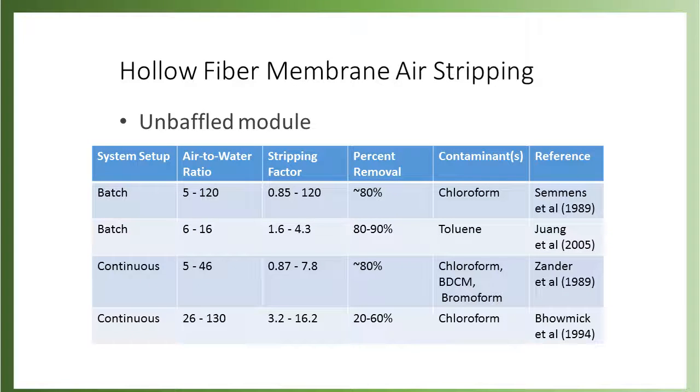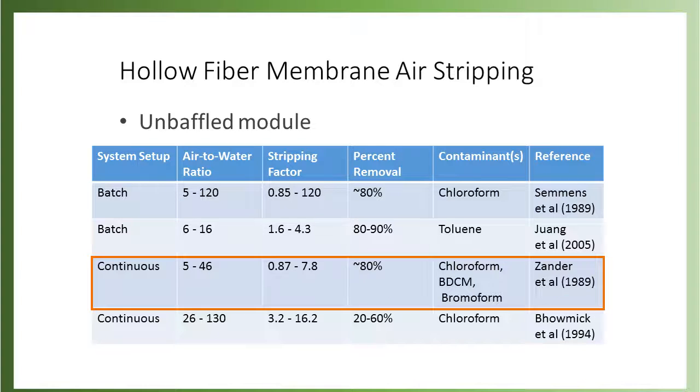But even so, if you look at this, you'll see that people operated these in batch mode, got 80 to 90% removal of chloroform, toluene. Amy Zander, this work we looked at quite a bit. She was getting about 80% removal of chloroform, BDCM, and bromoform, and a lot of the original work was done with this. Now, the other thing you notice, 1989, this was done with the unbaffled module. And the nice part about their work is they both did continuous flow.